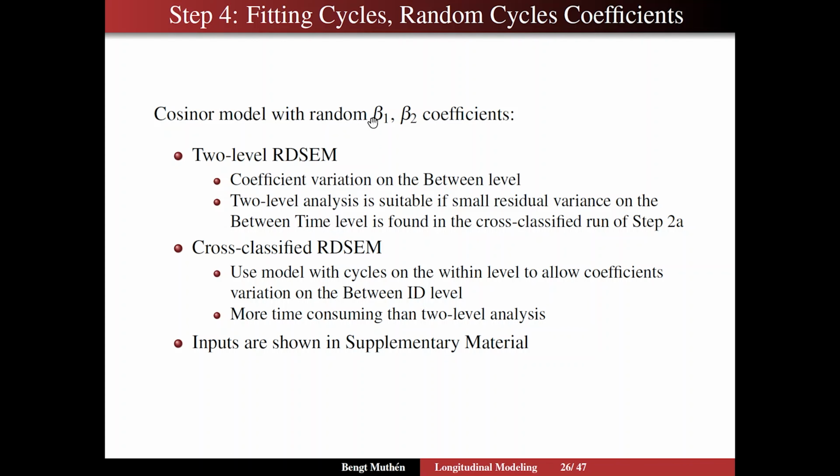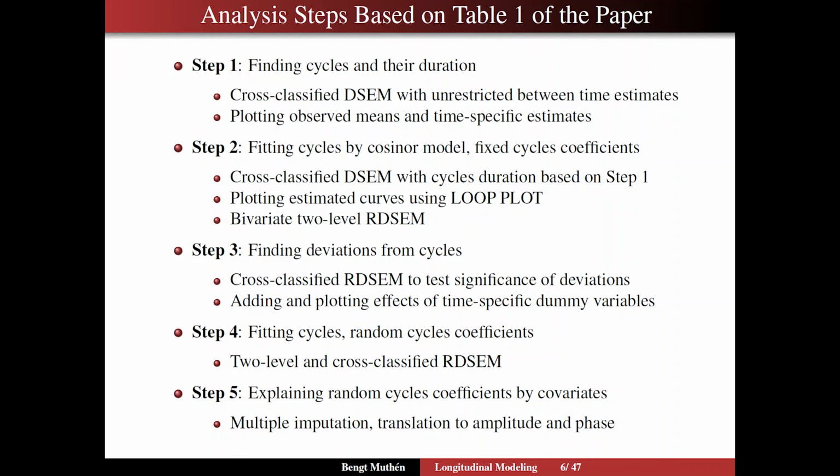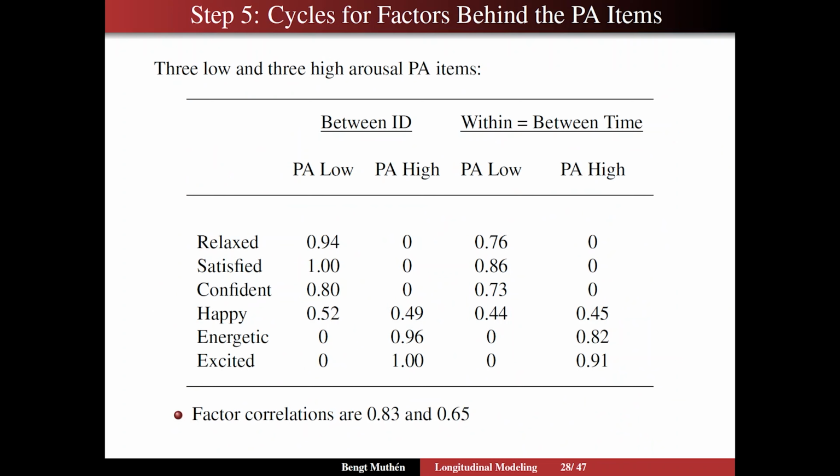And just to remind you where we are in the big picture, let's go back to slide 6. And we are now in step 4 down here. We've gone through finding the cycles, fitting the cycles, finding deviations from the cycles, and now we're fitting cycles with random cycles coefficients. And the ending step is explaining those random cycles. So back to slide 26.